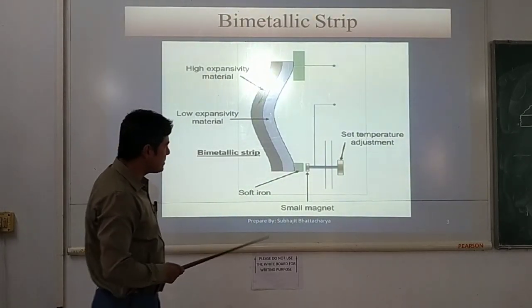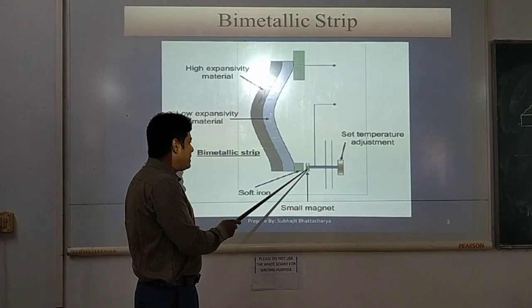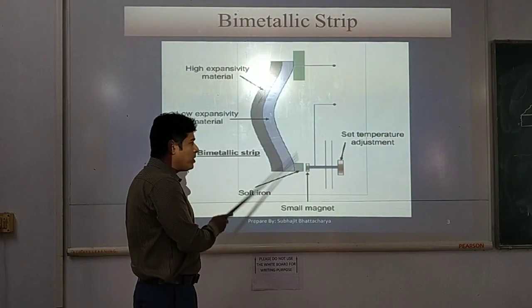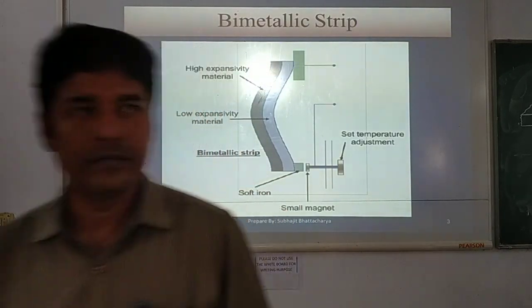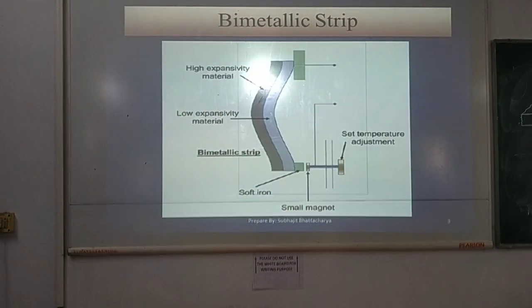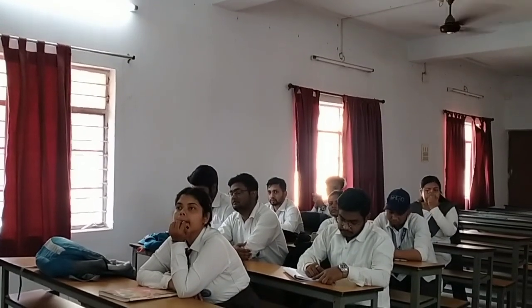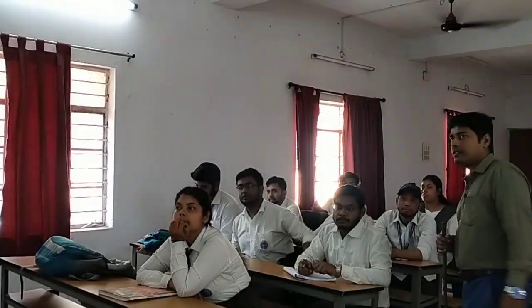Now the question is, why are we giving a small magnet and a soft iron here? What can be the reason? Why are this small magnet and soft iron there?